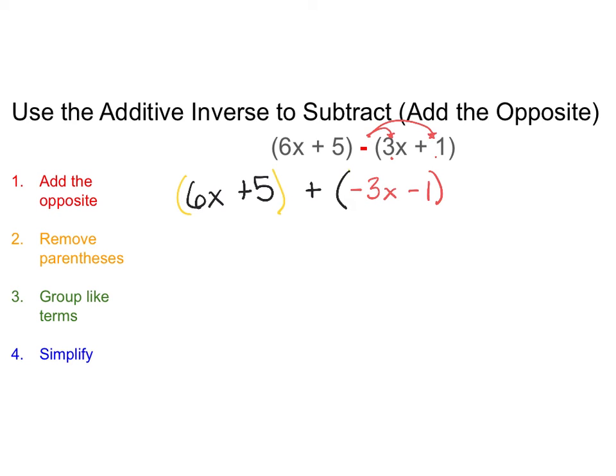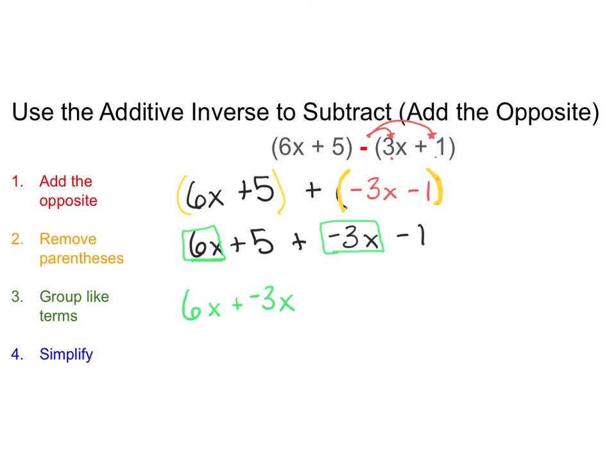Do you want to make this yellow though? Right? So the next step would be to remove the parentheses. So I'm going to go ahead and just write everything else the same without the parentheses. Now I have addition, right? Negative 3x and then minus 1. Now the next step is to group like terms. So I'm going to find my like terms. So I have a 6x and a negative 3x. So I'm going to write them together. So I have 6x plus a negative 3x.